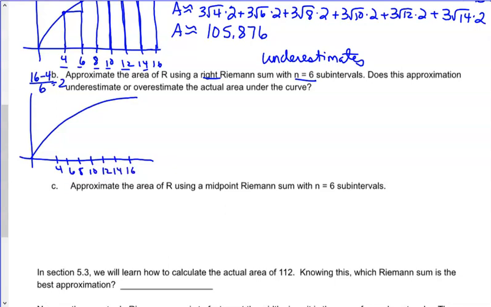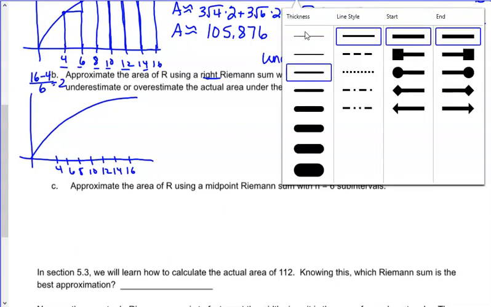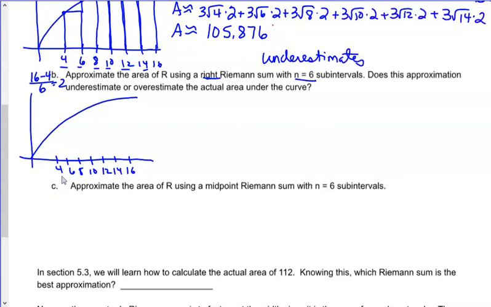Okay, I need to create the right Riemann sum, which is found by looking at my first interval. I need the right-hand endpoint, go up to my function, and I'm going to create the rectangle from there. I'm going to my right endpoint of my next interval, go up to my function, and create the rectangle from there. At 10, at 12, at 14, and at 16. That's the last interval, so I have to include this 16 this time.